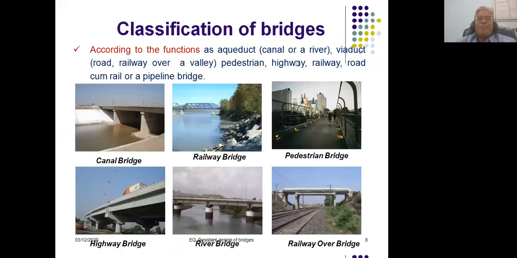According to the function, it will be known as an aqueduct, that may be on canals or rivers, a viaduct, that may be on a road, rail, or over a valley, pedestrian bridges, highway bridges, rail bridges, railway bridges, road bridges, rail cum roadway bridges. So all these pictures will give you the idea. Wherever it passes over canals or rivers, they are canal or river bridges; railway bridges, when the railway is going to pass; pedestrian bridges for a specific purpose; highway bridges; river bridges. This is the highway bridge, this is the river bridge, or the rail over bridge. So different names are used, but ultimately the function is just to cross obstacles.